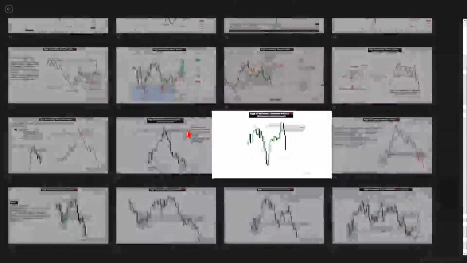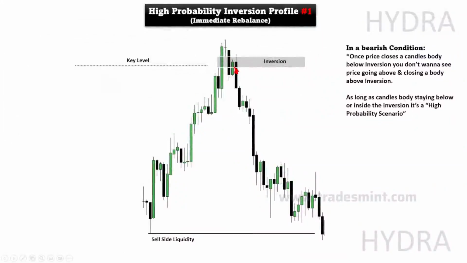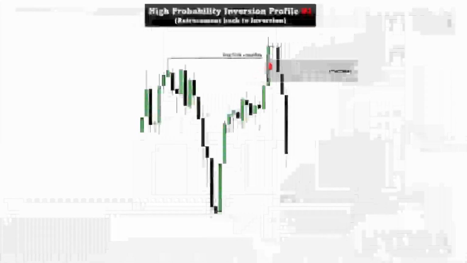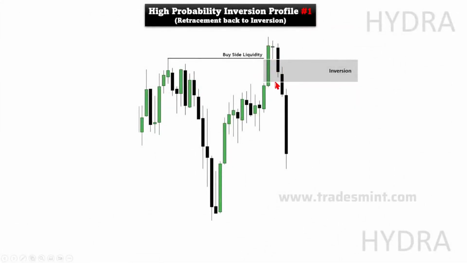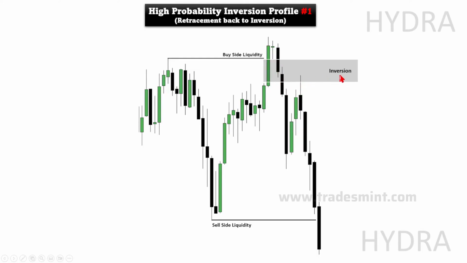Now in our previous slide, we didn't wait for a retracement. As soon as price closed the candle's body below the inversion, we executed the next and the next candle, right? But here, what's the difference? Here price didn't close below the inversion with one candle, but with two candles. In reality there can be 3-4 candles, it doesn't matter. If price is not going below inversion with one candle, then we'll wait for price to retrace back to the inversion again and then drop lower.